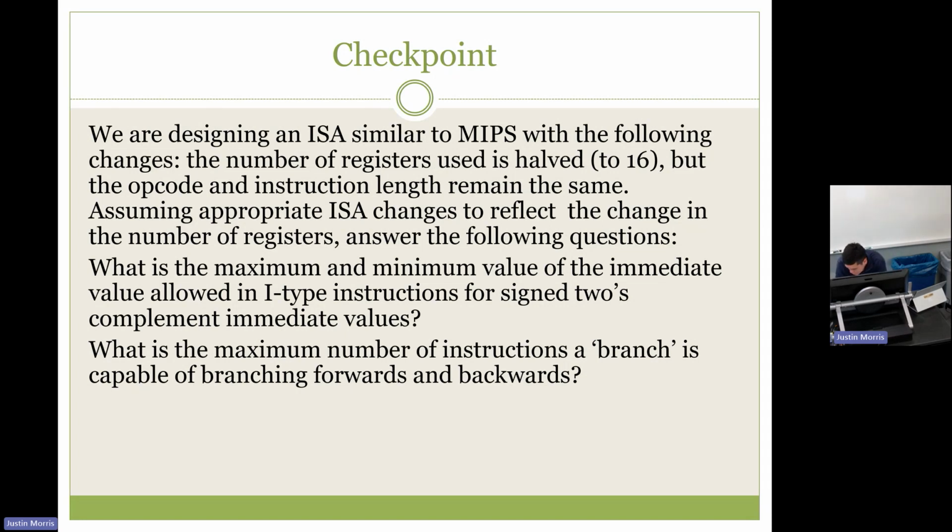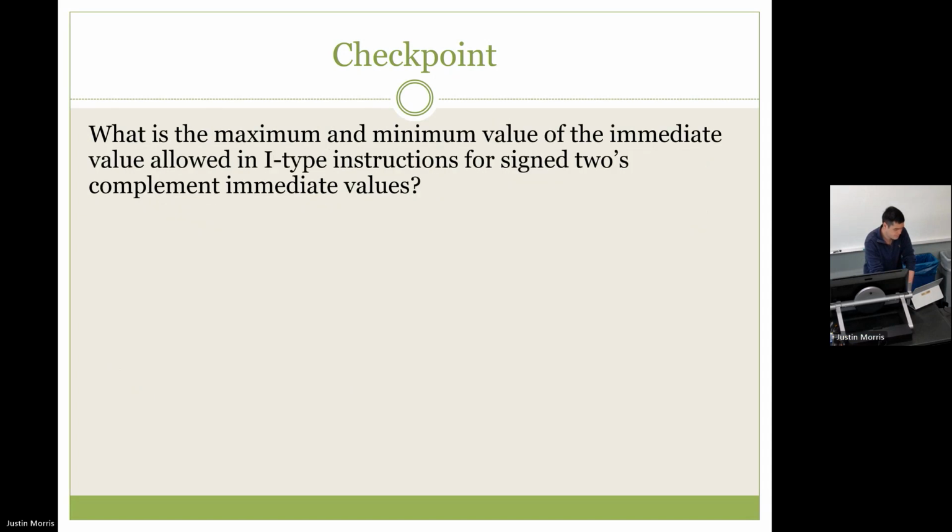Hey, just a reminder, when you are done, switch your answer from A to B. All right, most people have switched. So let's do this one at a time. The first question is, how does this affect the immediate value in the I-type instructions? So what's the first thing that I should look at here?